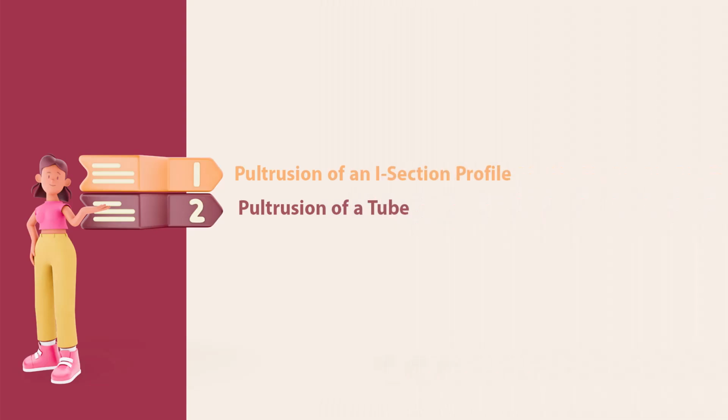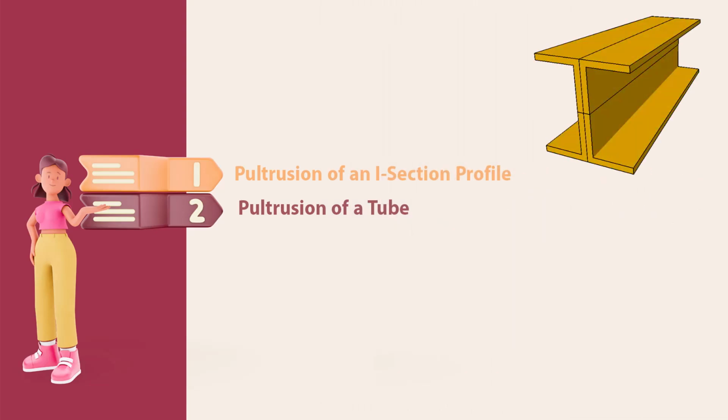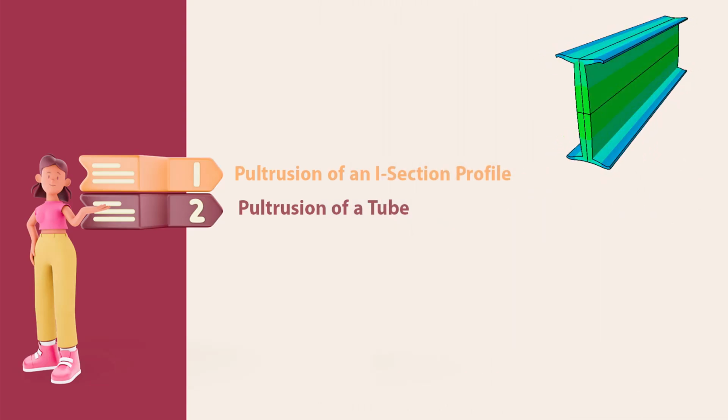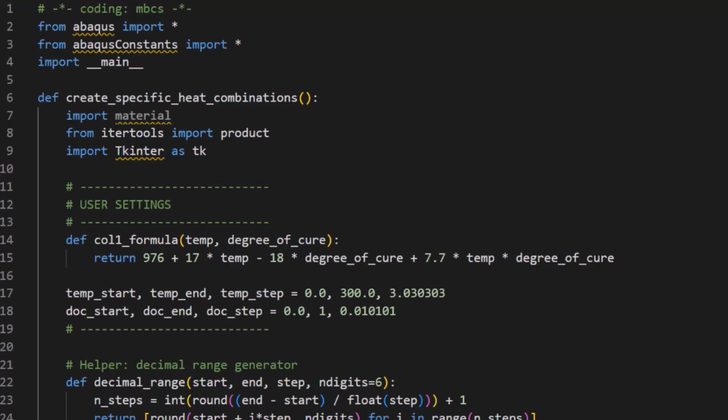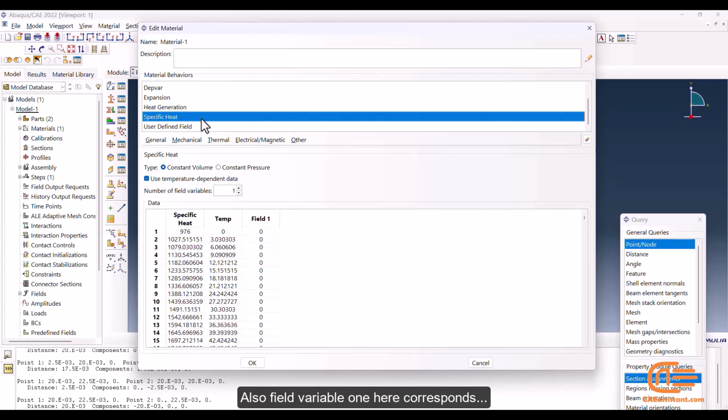In the first workshop, we analyze the curing process in an eye-shaped composite section. Since the specific heat in such cases can depend on both temperature and degree of cure, we developed an Abaqus Python script. With this script, you can define specific heat as a function of temperature and degree of cure, and the material property will be automatically imported into Abaqus as a table.